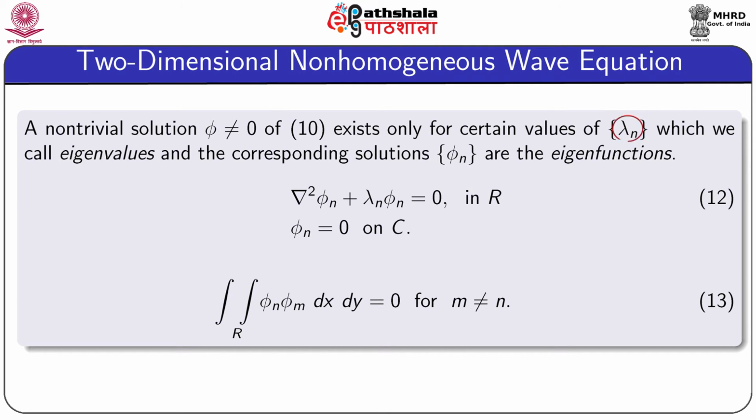So, we assume that lambda n are the eigenvalues of the Laplacian operator and phi n is the corresponding eigenfunction. Therefore, Laplacian squared phi n plus lambda n phi n equals 0 in R and phi n equals 0 on C. Since these are the eigenfunctions, they are orthogonal. So, this is the orthogonality condition which says that phi n phi m integrated over R is equal to 0 for m not equal to n, which is given by equation 13.